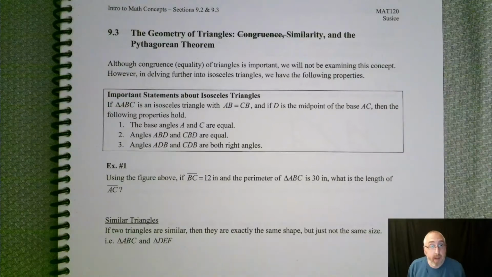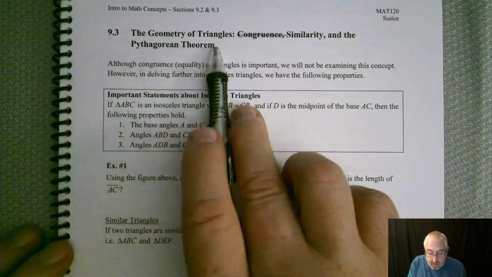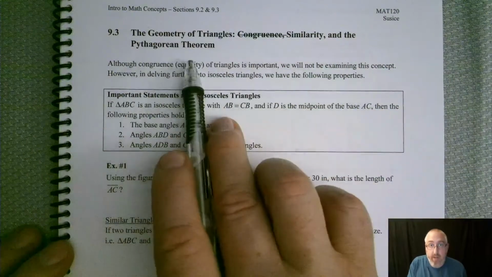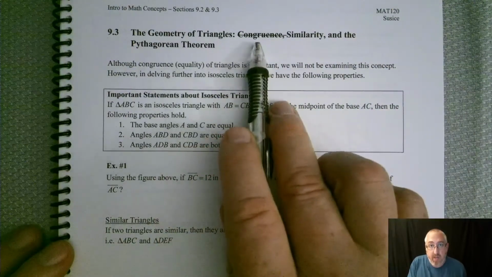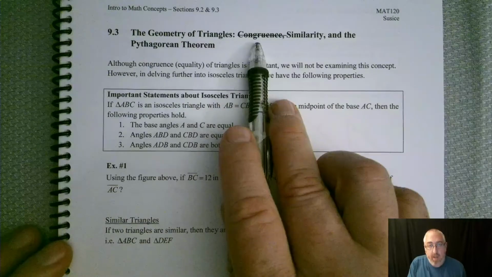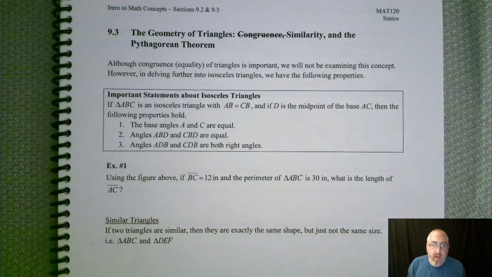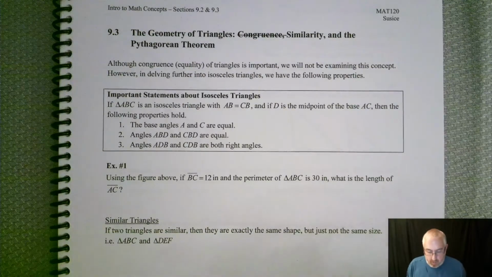All right, welcome back, and we're going to be jumping into section 9.3 for Math 120, which gets into the geometry of triangles, congruence, similarity, and the Pythagorean theorem. Now, the one thing you'll see is that congruence is scratched out. Congruence is pretty interesting for some math nerds, because you're looking at when something is exactly the same as something else. But we're going to pass on that. There's a lot of cool ways that we could be looking at that stuff, but we're going to skip it.